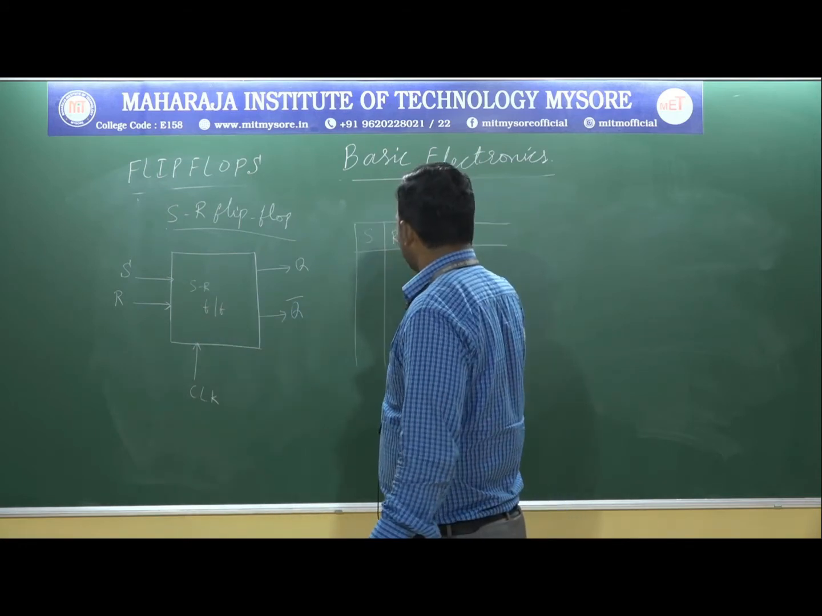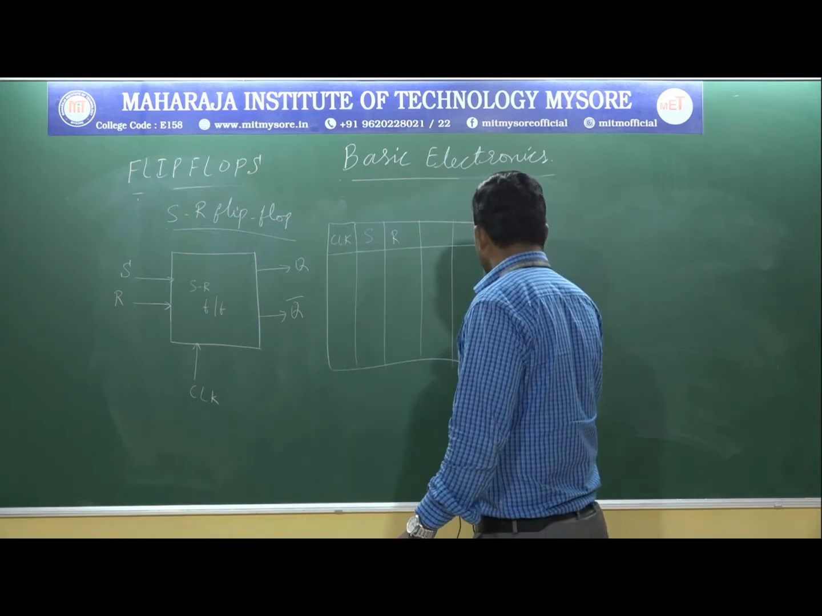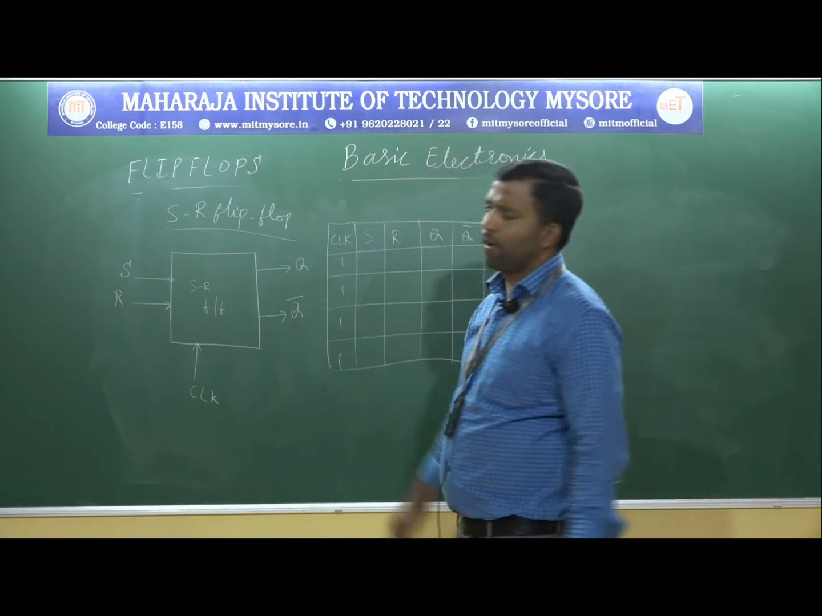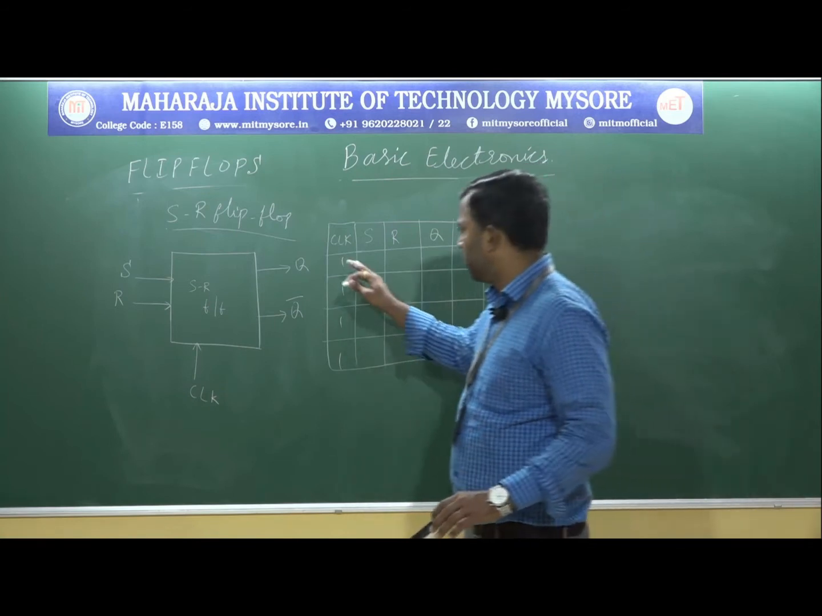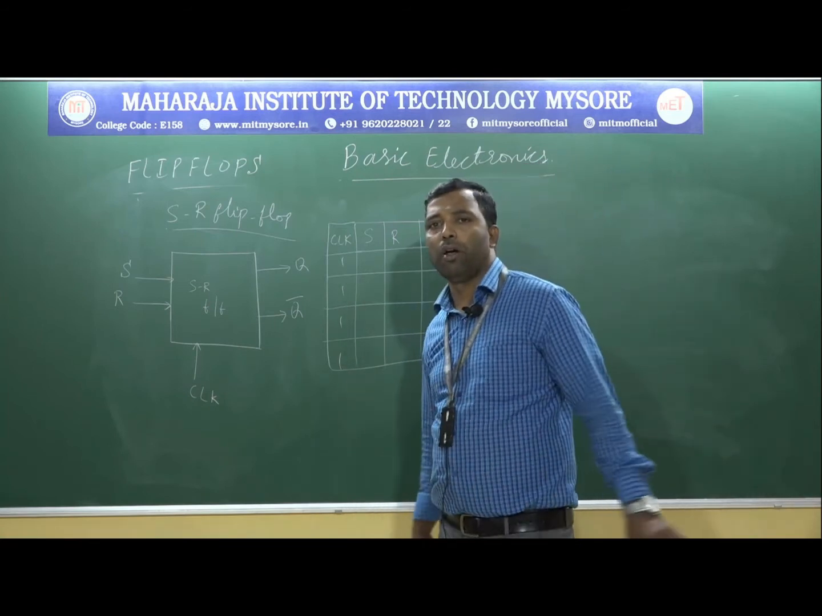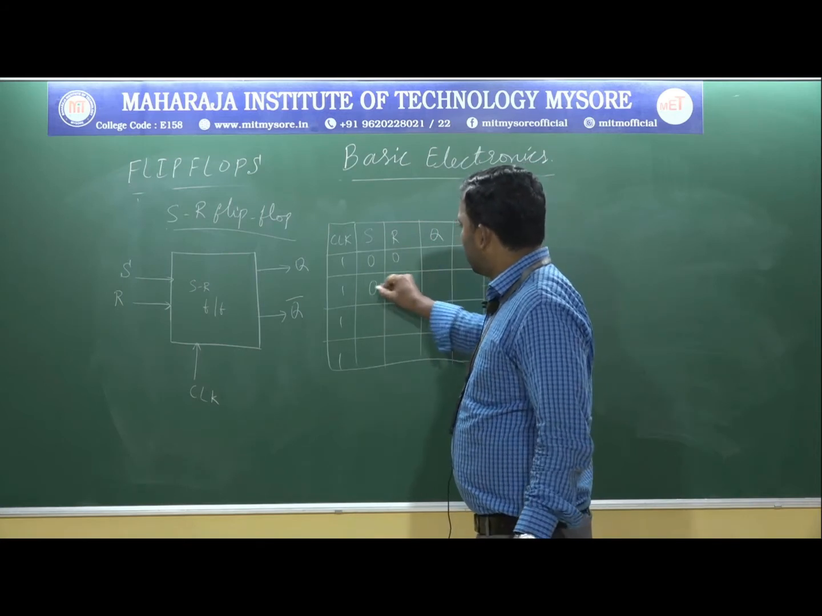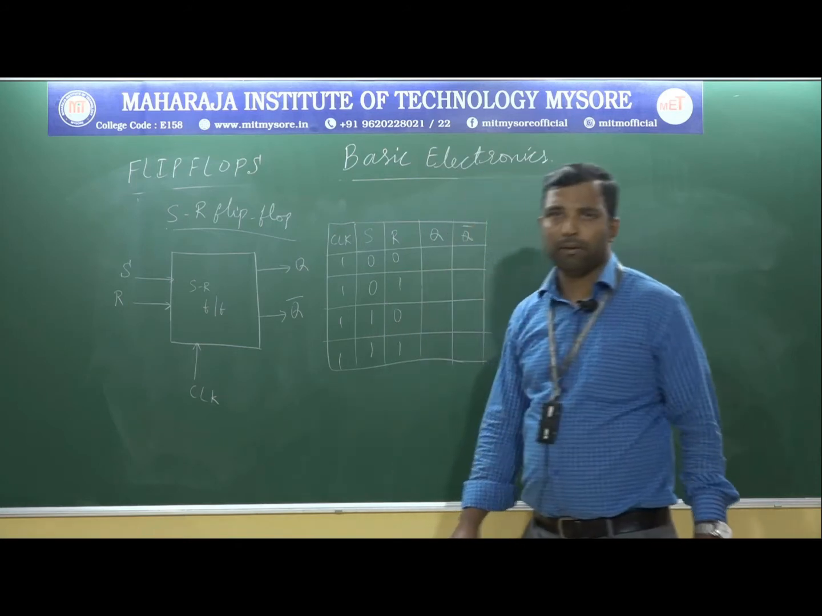S, R, and clock is always there. Output is Q and Q bar. It is always 1. If it is not 1, then the operation will not start. That's why we should make clock 1 to start the operation. SR: 00, 01, 10, 11.